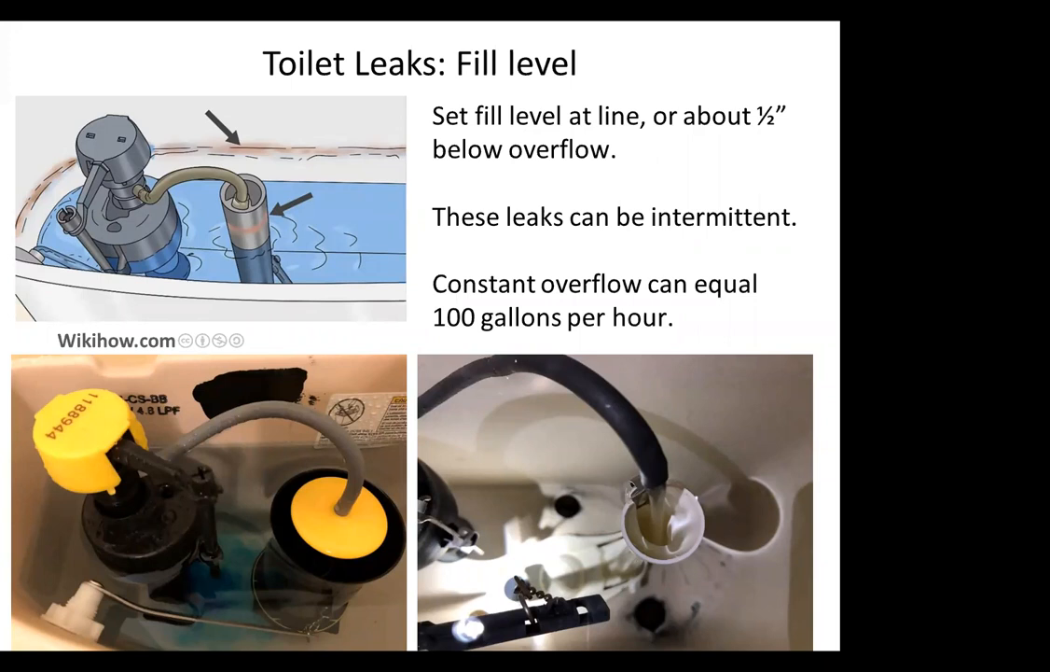And these leaks can be intermittent or constant, and a constant overflow leak can use up to 100 gallons per hour, so it can get pretty serious.